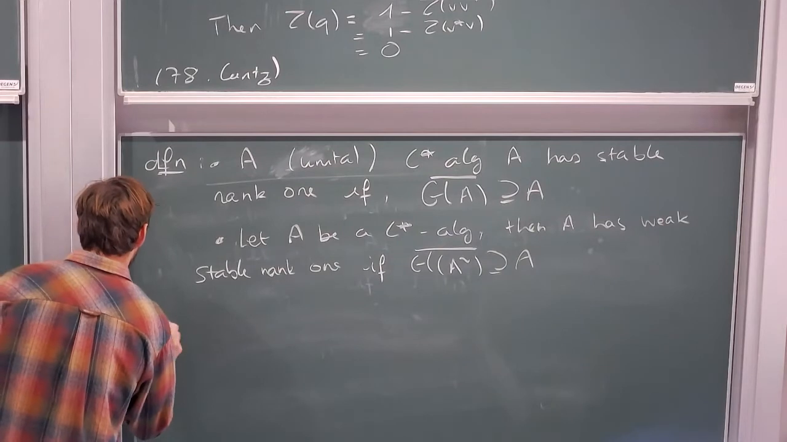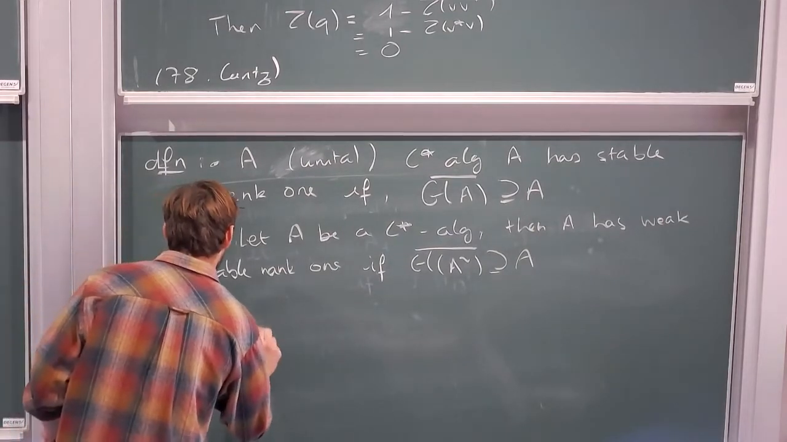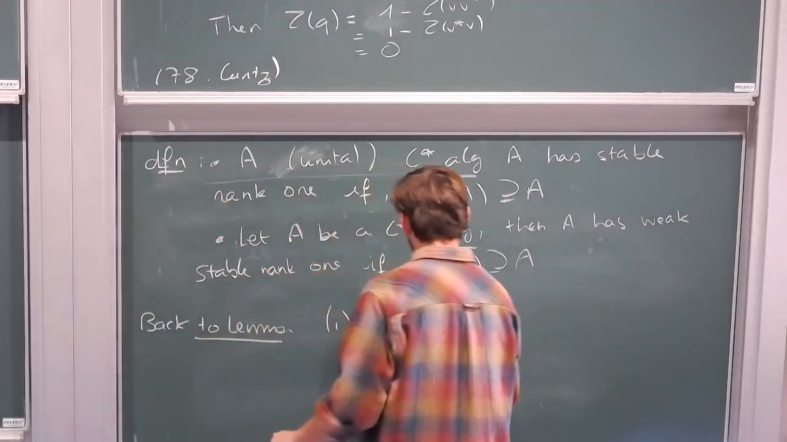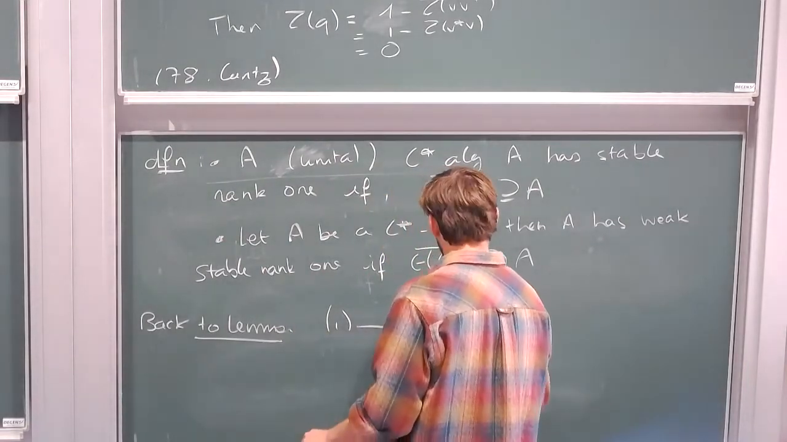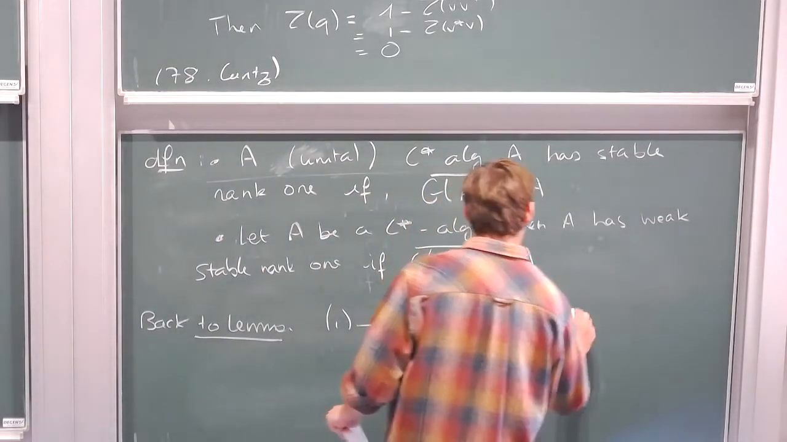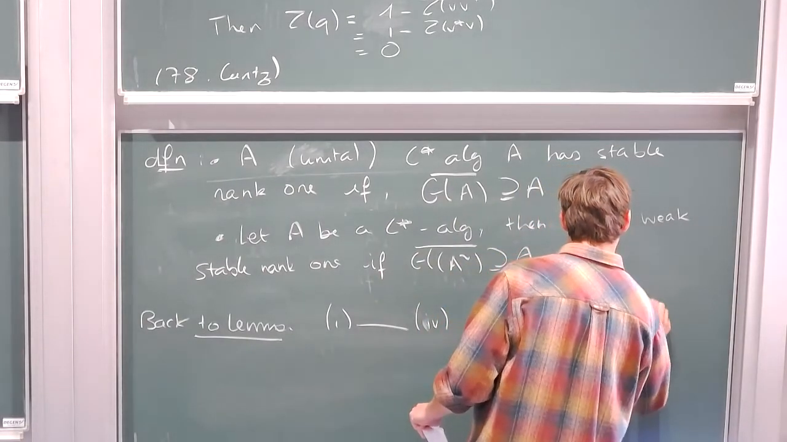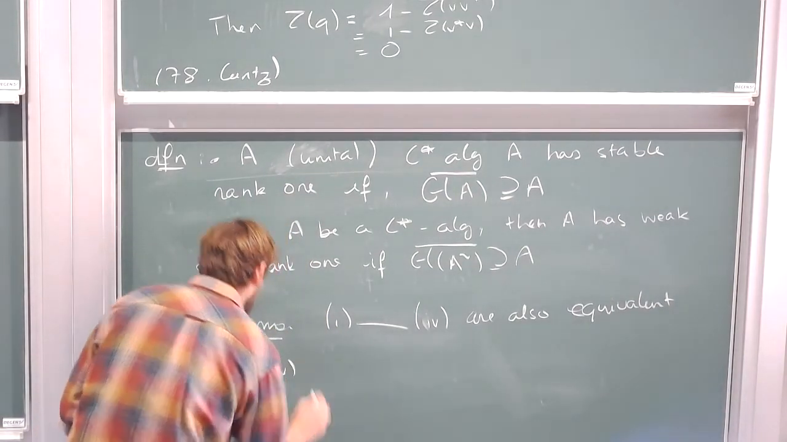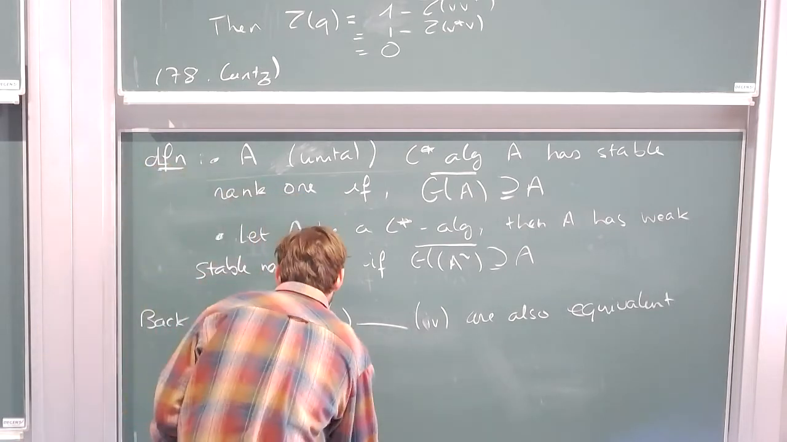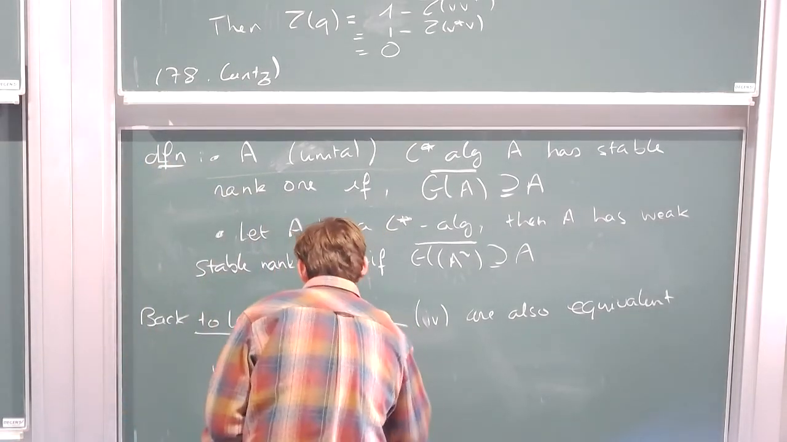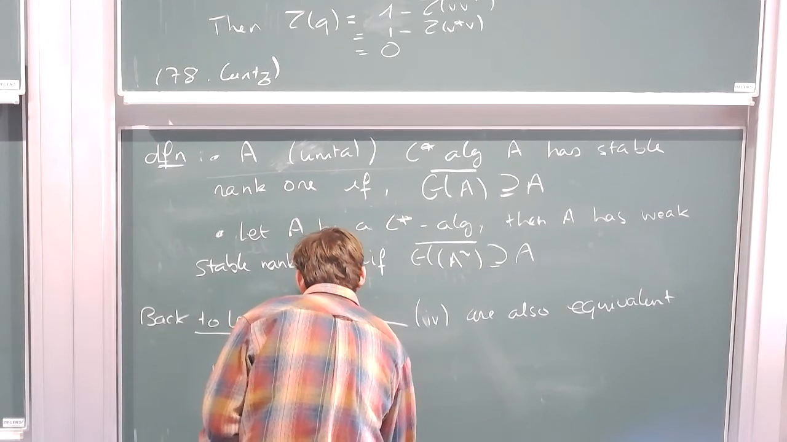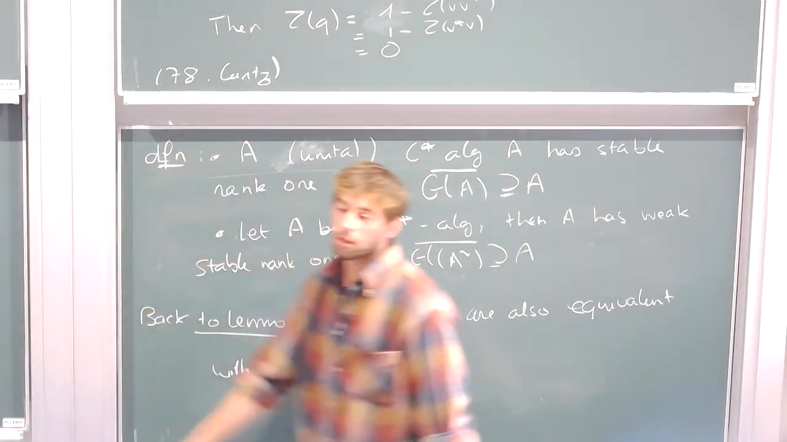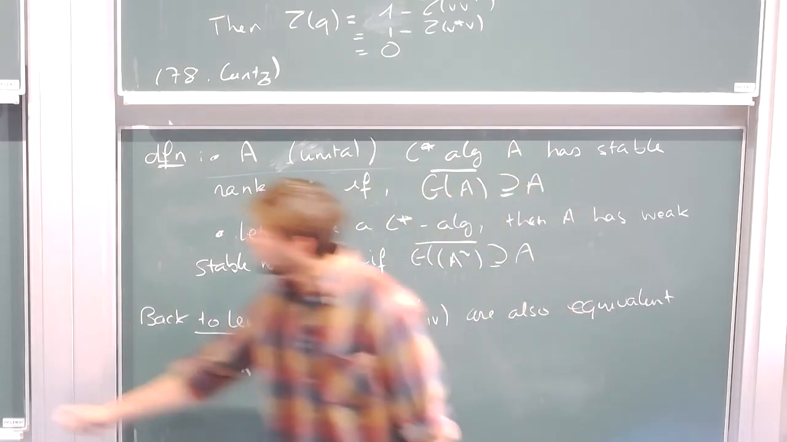So back to the lemma. So 1, 2, 4 are also equivalent to 5, which is: there exists X such that A can be written X X star, and X star X belongs to the hereditary subalgebra of B. Okay, we could even take a cut down of this.